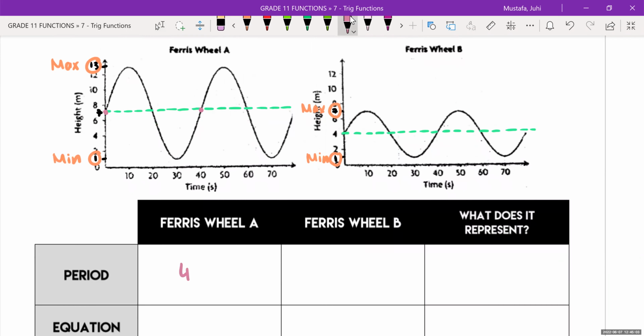Good. We'll do the same thing for the next one. So we start here and we end here and we get the same exact time, 40 seconds.